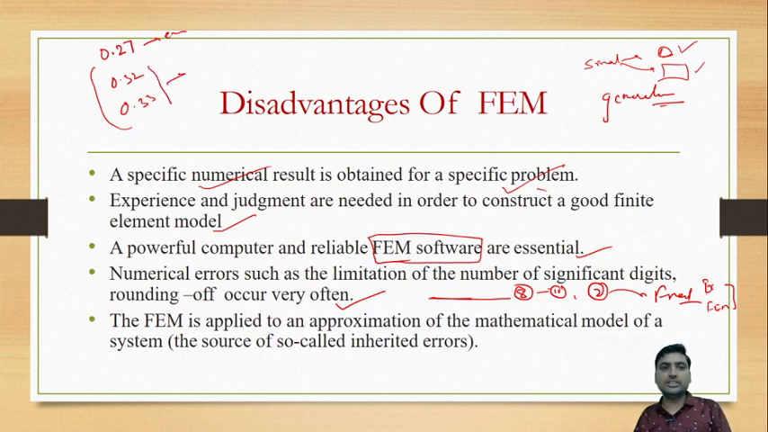And you know this is just an approximation method, so obviously it will have a value near the exact value, it will not have the same value. That's why we call it an approximation method. Next, FEM is applied to an approximation of the mathematical model of the system. The same we have discussed here: it is an approximation method, and the result will be different from the exact solution. So these are the disadvantages of this method.